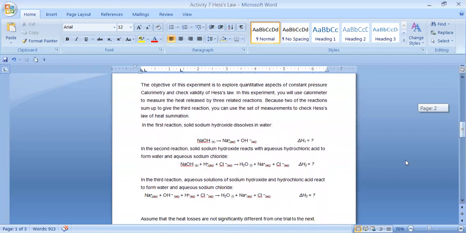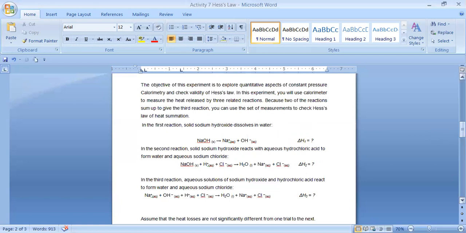In your experiment, it will allow you to explore the quantitative aspects of constant pressure calorimetry, and you are going to check the validity of Hess's law. So in the video, you will actually see that they have used a coffee cup calorimeter, okay, to measure the heat released by the three related reactions. Because two of the reactions sum up to give the third reaction, you can use the set of measurements to check Hess's law of heat of summation.